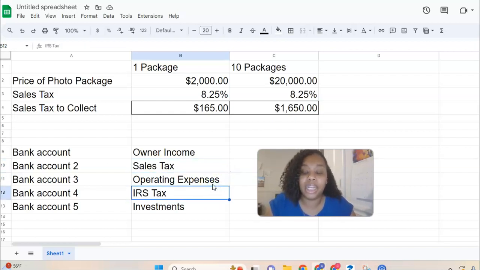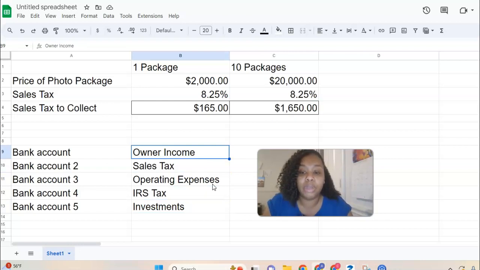You're also going to need to set aside money for your income tax, which is your IRS tax. And I'm going to start talking more about investments here. If you are an entrepreneur, you definitely want to put a plan in place for retirement, or a plan in place so that your money is always coming back to you. Okay. And then your ownership income. Ownership income is money that you're going to be paying yourself.